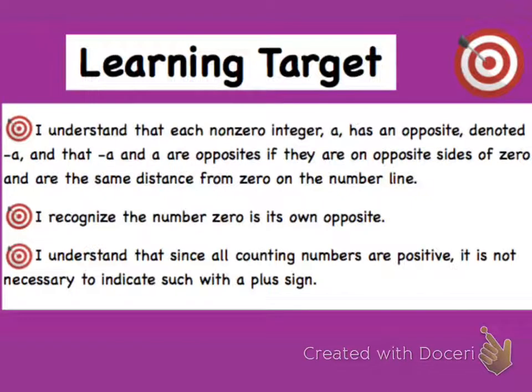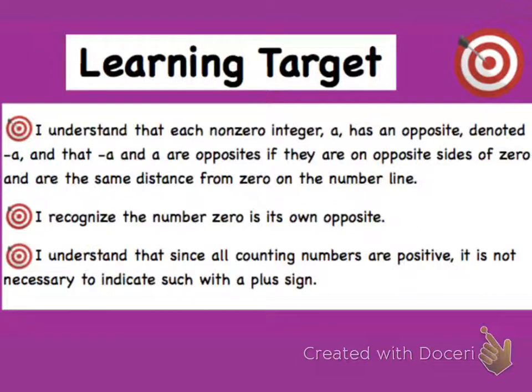Learning targets. I understand that each non-zero integer, a, has an opposite denoted negative a, and that negative a and a are opposites if they're on opposite sides of 0. I know that sounds confusing, but on the next slide I'm going to show you what that looks like. And you will recognize that the number 0 is its own opposite. Like we were talking yesterday, it's not positive or negative, it's neutral.